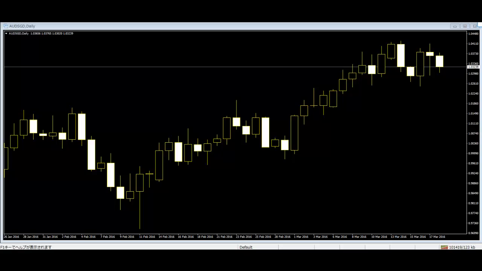Breakout in price action trading. In price action trading, breakout is a common term for beginners. It is very important to have the basic knowledge of breakout.